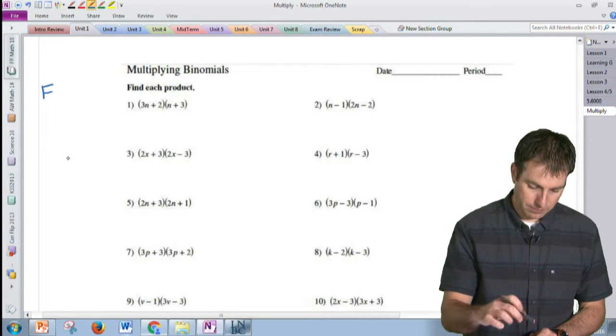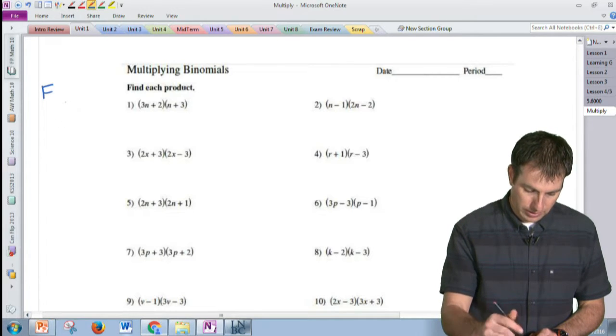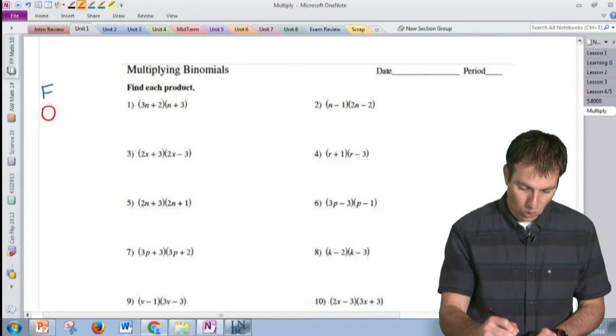I'm going to rewrite that. It's not what I wanted. I'm going to write it in different colors. O, I, and L.